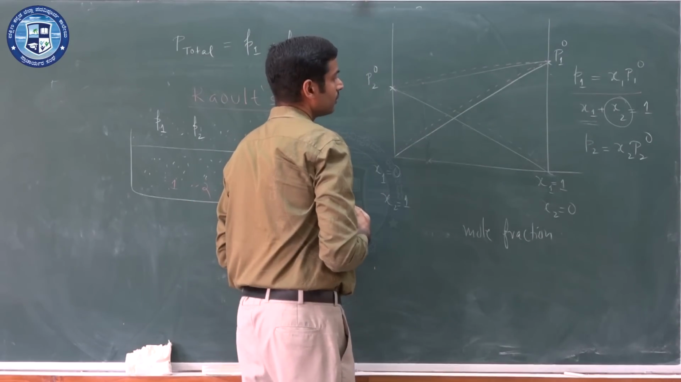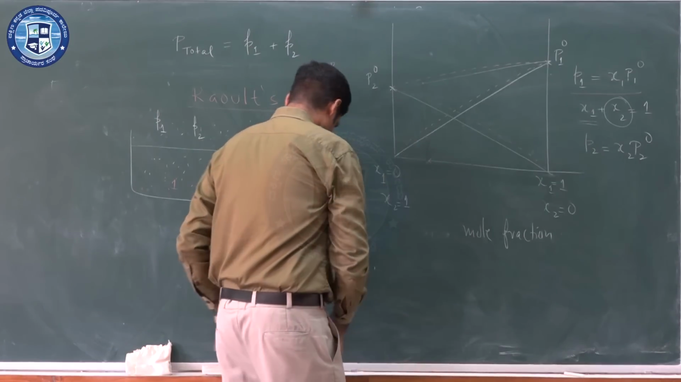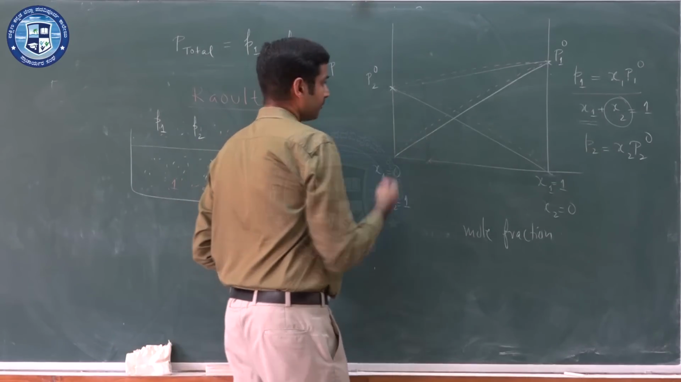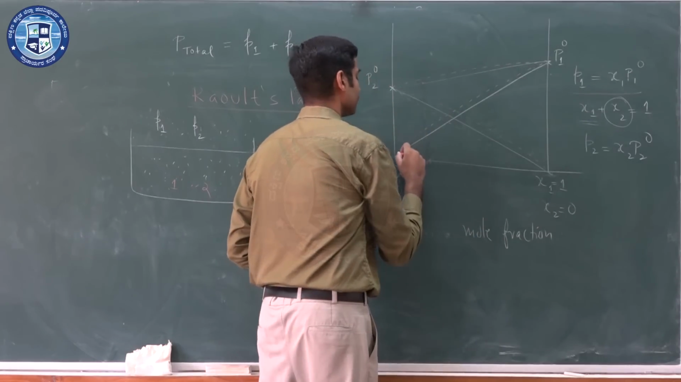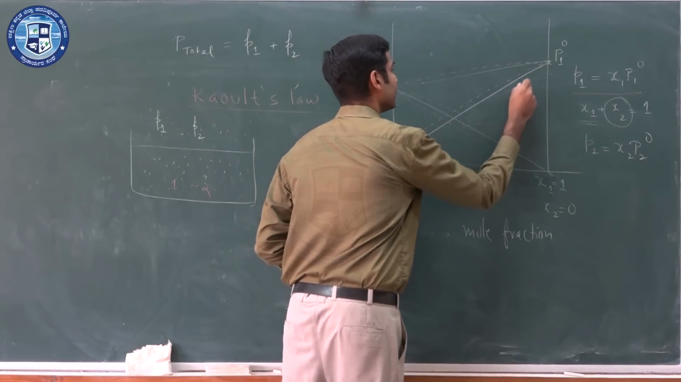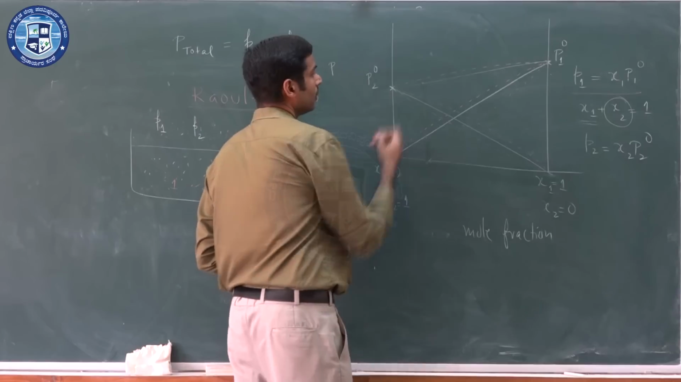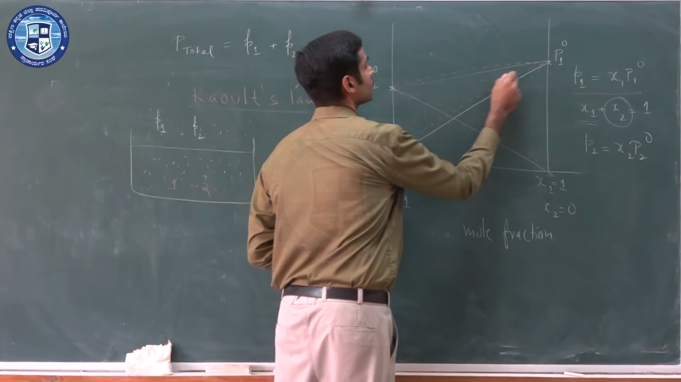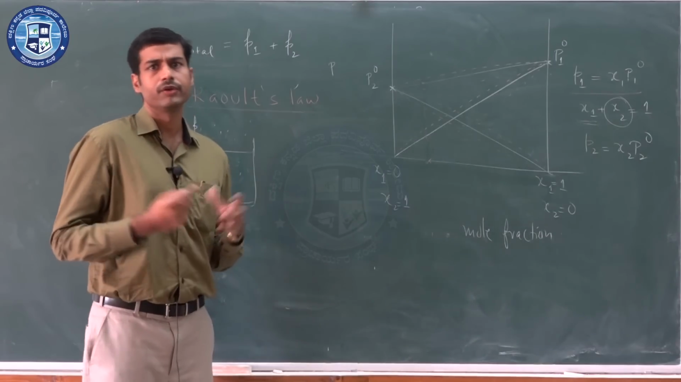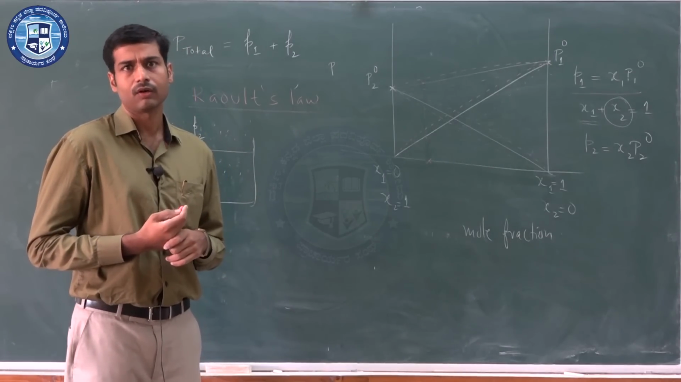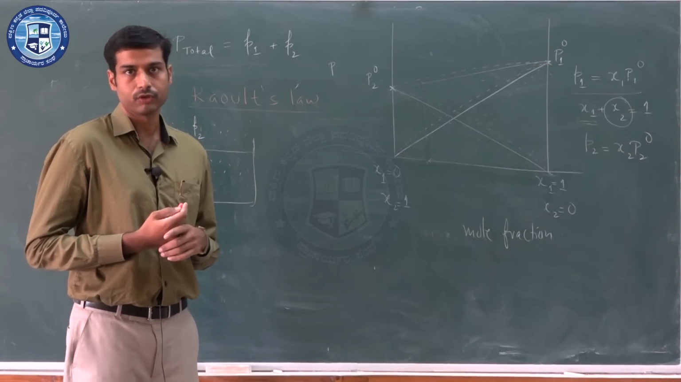Now similarly, you will have a deviation of this category. You might have a deviation which is lower. The partial vapor pressure is lower than what is expected according to the Raoult's law, and the total vapor pressure is also lower. Now based on this, you can understand the two categories of solutions.